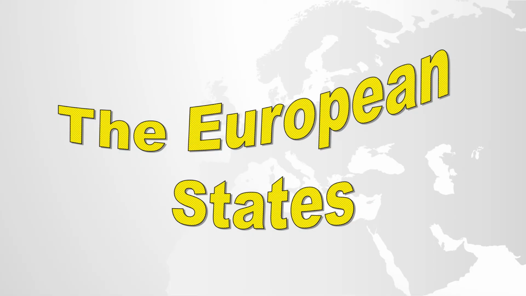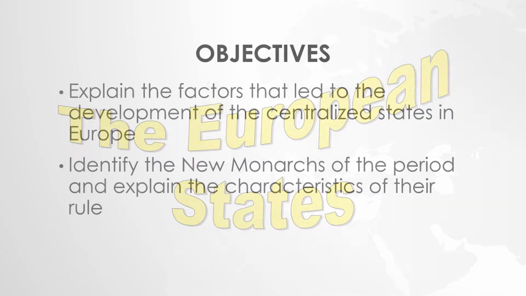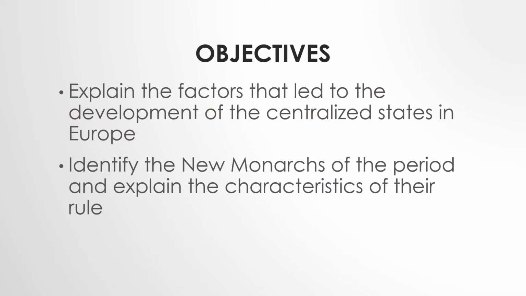Hi everybody. This lesson is going to focus on the development of the European states in both Eastern and Western Europe. The objectives are to explain the factors that led to the development of these centralized states, and then also identify the new monarchs of their period and explain the characteristics of their rule.